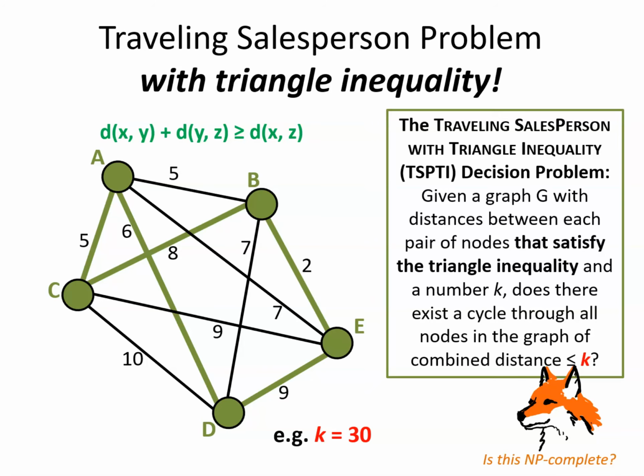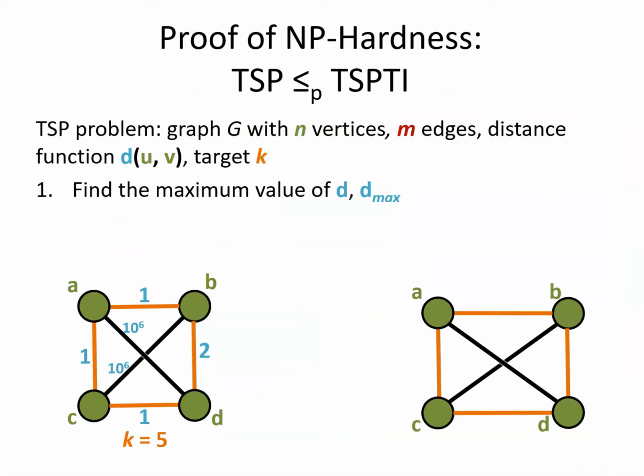And we'll do it, unsurprisingly, using a reduction from the traveling salesperson problem itself. We'll start, in this case, by looking at our original input graph and finding the maximum distance on the graph. So, using the graph that I have to the left, we can see that the maximum distance that we have is 10 to the 6th, right here. You can see that in this graph we haven't followed the triangle inequality. That is, the distance from A to C plus the distance from C to D is much, much less than the distance from A to D directly.